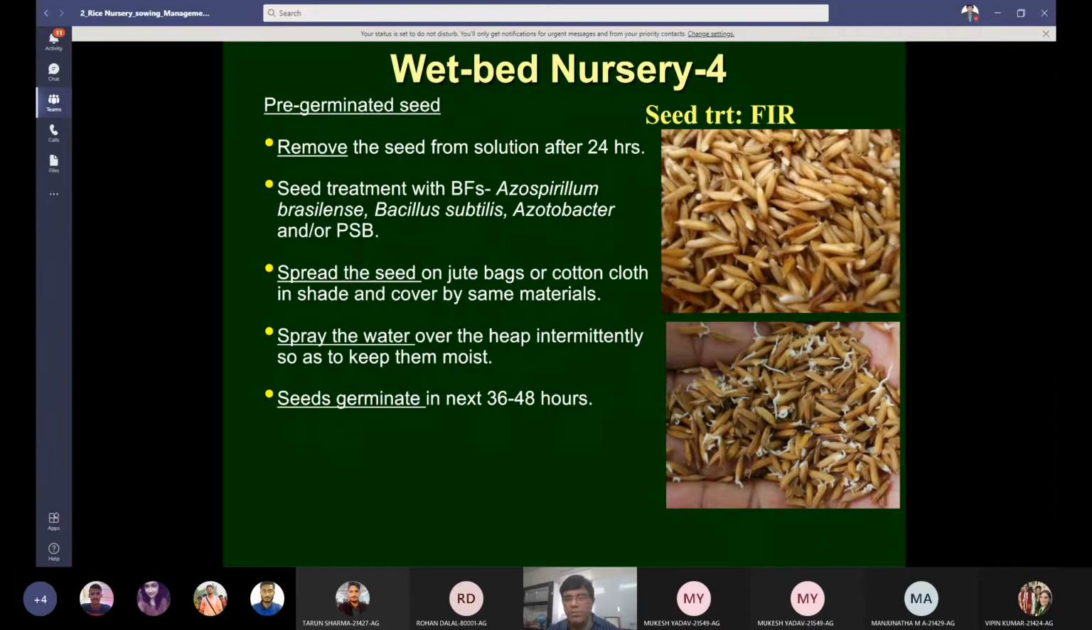So this is how we can do seed treatment, and this is how we can get pre-germinated seeds.